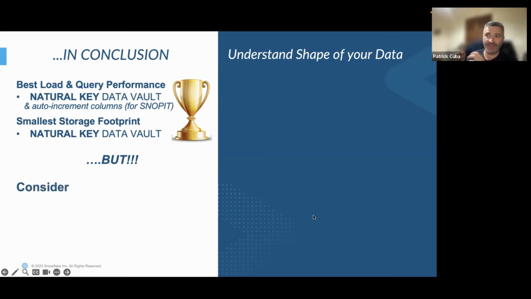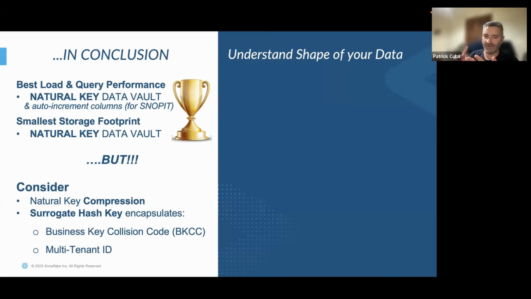The reason is, as I said, business key collision code and multi-tenant ID in a single column, which is great. For me, it's great because you know there's a single pattern to join satellite tables and hub tables, satellite tables and link tables, and link tables and hub tables. Whereas natural key, although my early example was quite generous in compression, your natural key might be different. It might be longer, it might be wider, it might be two business keys, it might be multiple, who knows? And anyway, the natural key doesn't include the collision code and multi-tenant ID.